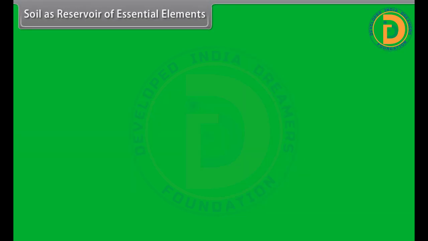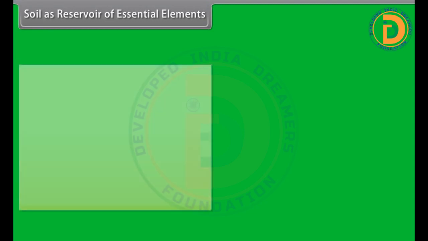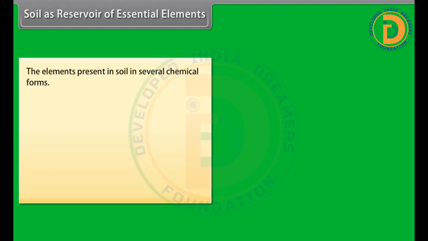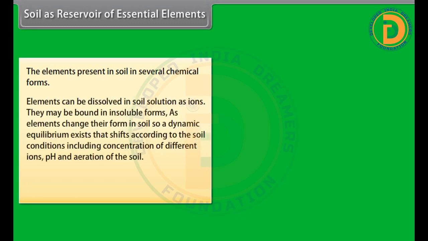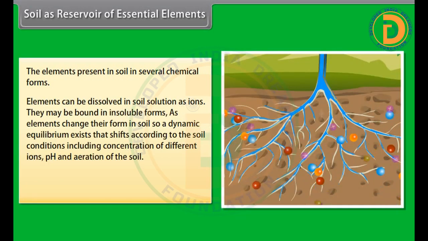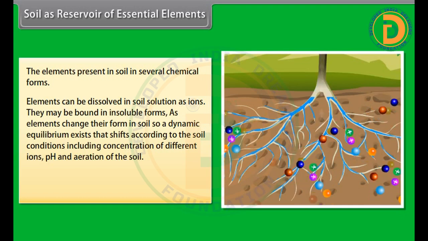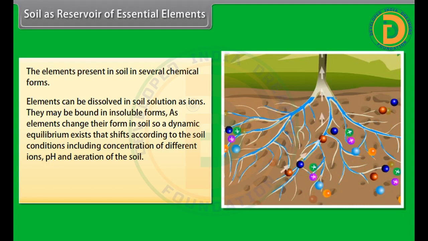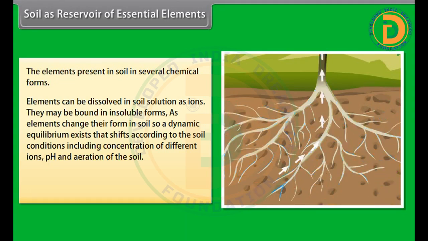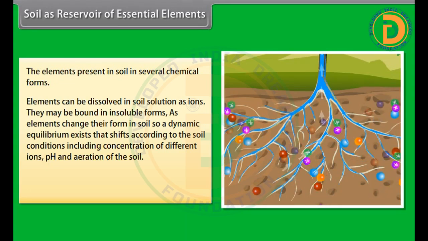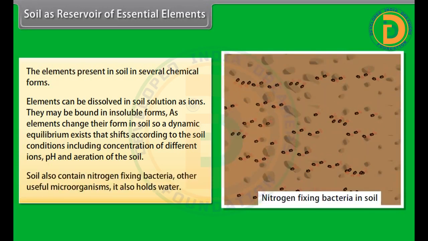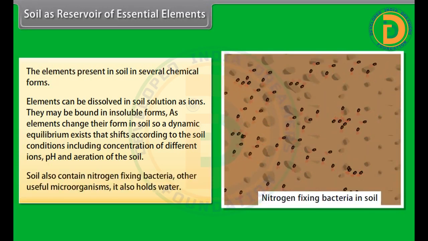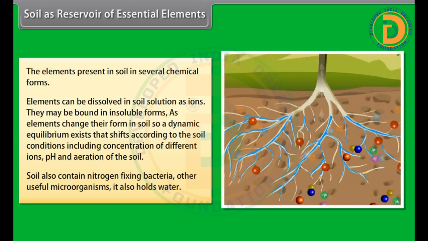Soil as reservoir of essential elements. The elements are present in soil in several chemical forms. Elements can be dissolved in soil solution as ions. They may be bound in insoluble forms. As elements change their form in soil, a dynamic equilibrium exists that shifts according to the soil conditions, including concentration of different ions, pH, and aeration of the soil. Soil also contains nitrogen-fixing bacteria and other useful microorganisms. It also holds water.